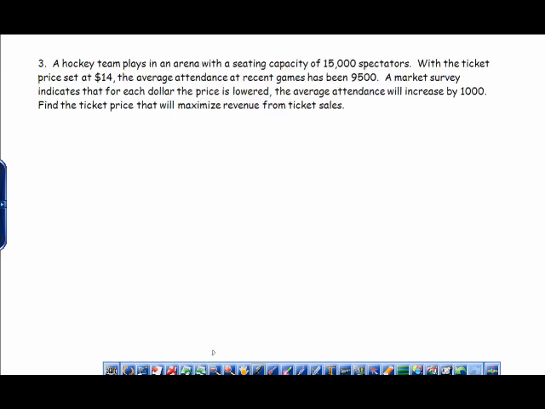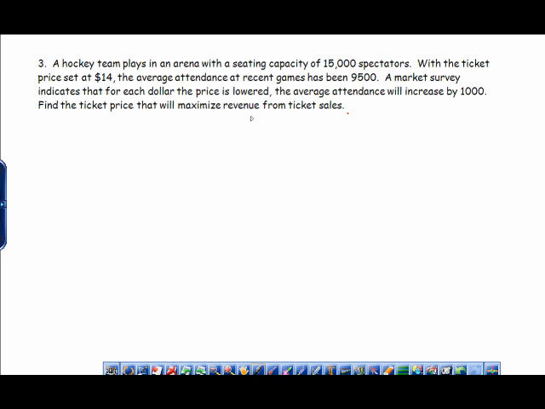This has to do with another max problem, but talking about money. So it says a hockey team plays in an arena with a seating capacity of 15,000 spectators. With the ticket price set at $14, the average attendance at recent games has been 9,500. A market survey indicates that for each dollar the price is lowered, the average attendance will increase by 1,000 people. Find the ticket price that will maximize revenue from ticket sales.